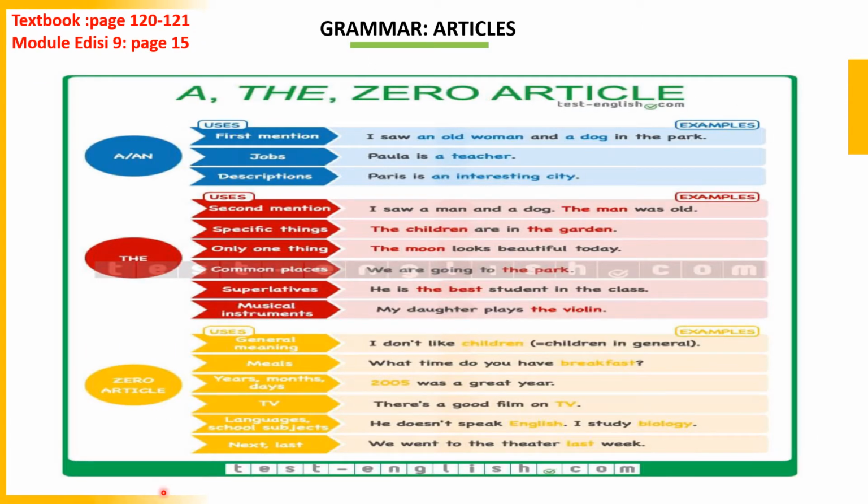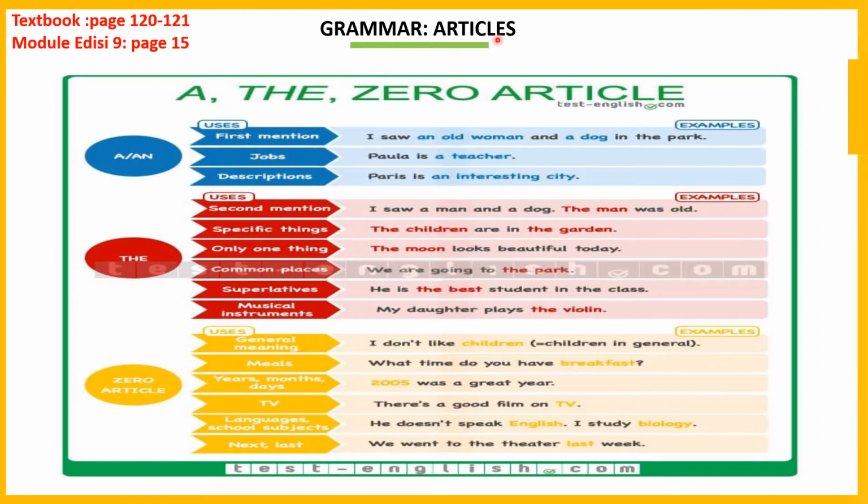Now, let's continue with the grammar lesson. We are going to learn articles: a, the, and zero article. Before this, we have learned the articles. I hope you still remember. Look at the first one, a or an. So how to use a or an? Normally we use a or an for one. And then the. We use it when we mention the thing for the second time.